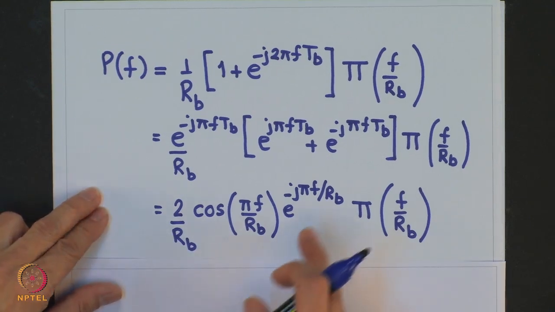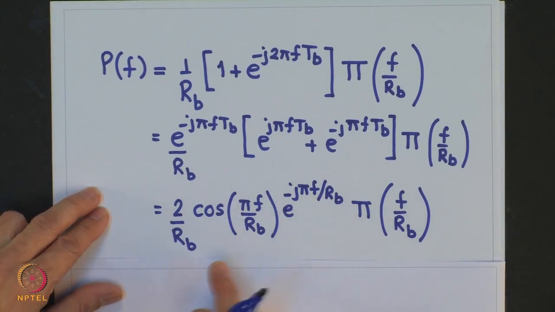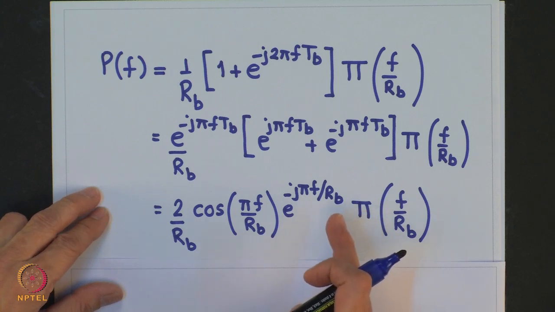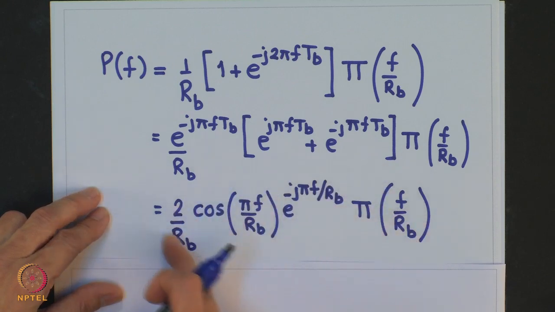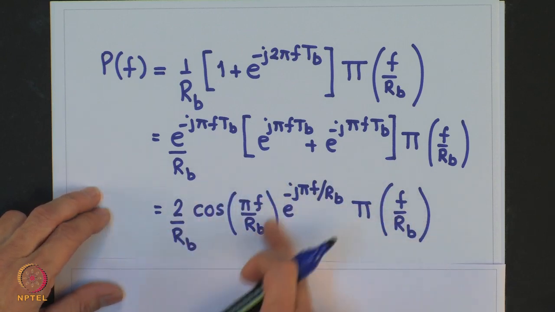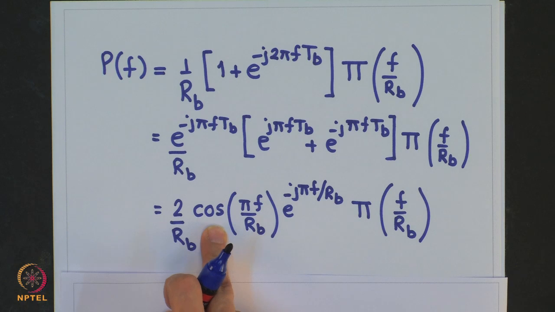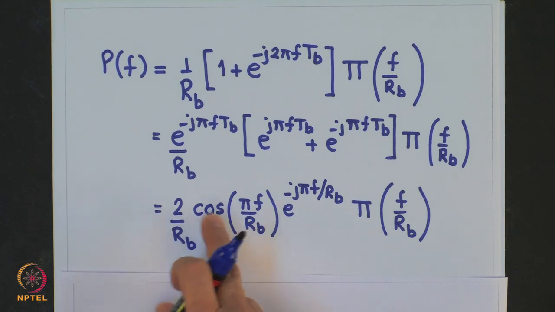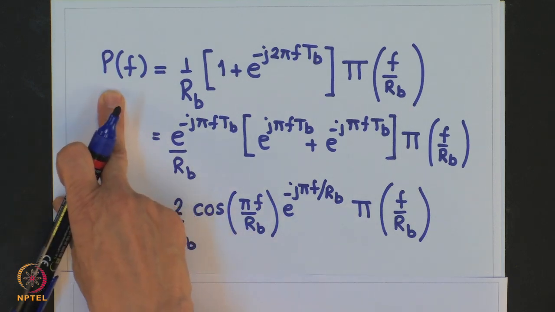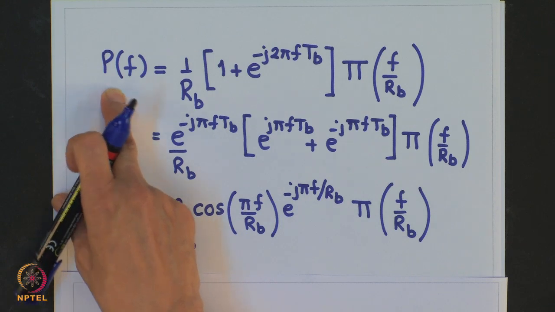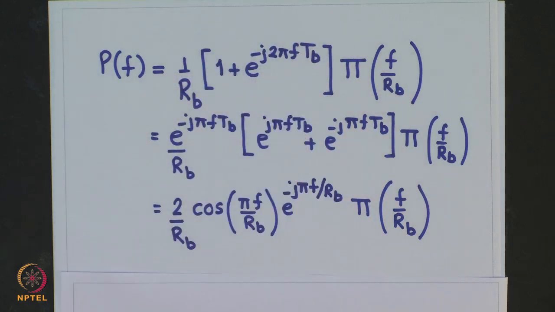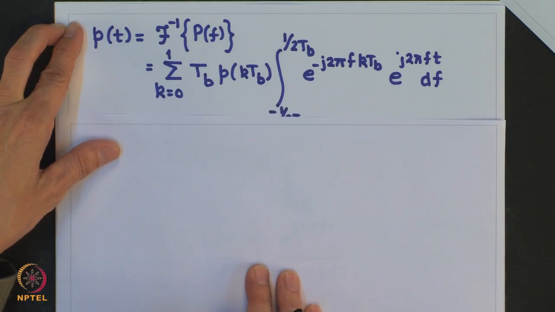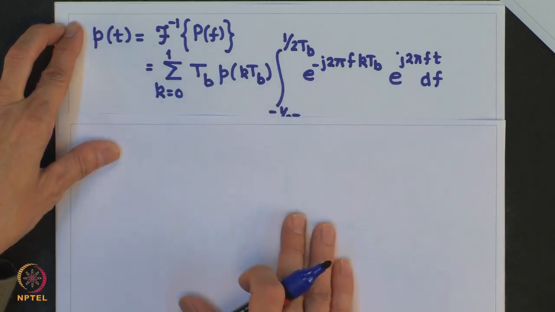So I get the PF corresponding to the pulse pt, which satisfies the Nyquist second criterion, to be of this form, which is of the cos type. Now we are interested in finding the pt, which is the inverse Fourier transform of this. So we can evaluate the inverse Fourier transform of this quantity. Again, straightforward.